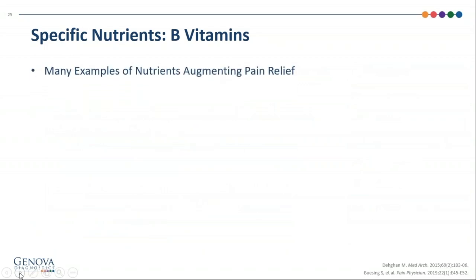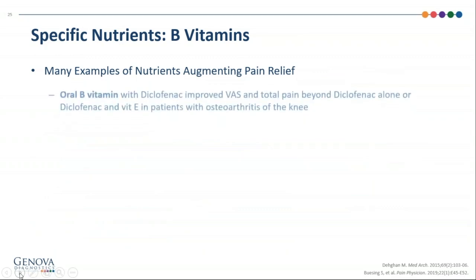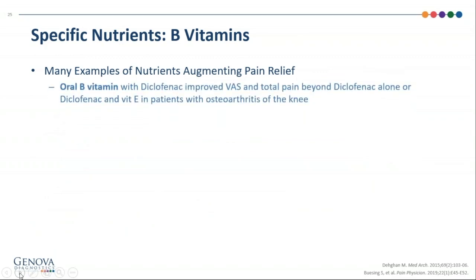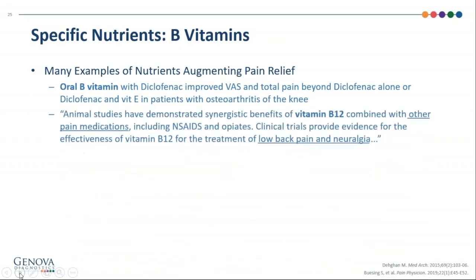Now, there are many examples of nutrients augmenting pain relief, and for example, this is an oral B complex, which was given to patients that are on Voltaren or diclofenac, and they found that there was an overall improvement in pain beyond what diclofenac could do alone. And this again is an animal study showing that B12 combined with other pain medications such as NSAIDs and opiates improved pain as well, and that really recommended that we want to do more clinical trials looking at B12.